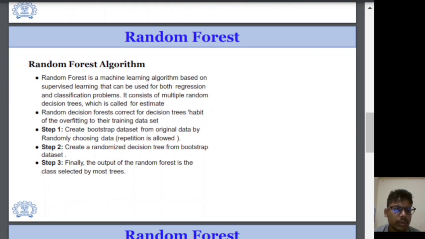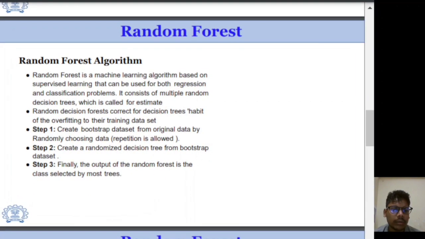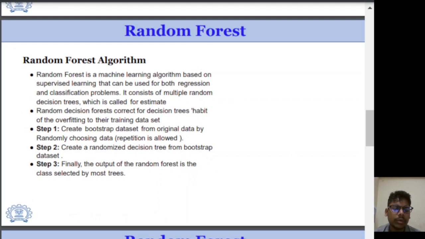Random forest is also a machine learning algorithm based on supervised learning that can be used for regression and classification problems. A random forest is a collection of decision trees. Here are some steps of the random forest. First, we split the data sets. The second step is we make the decision trees. Finally, in step three, we take the majority of the values of the output.